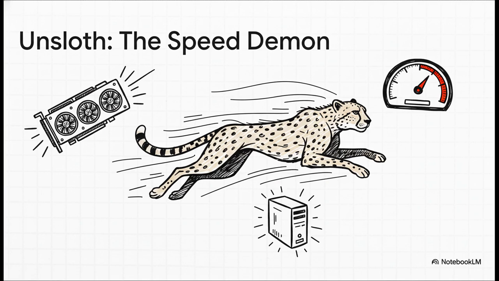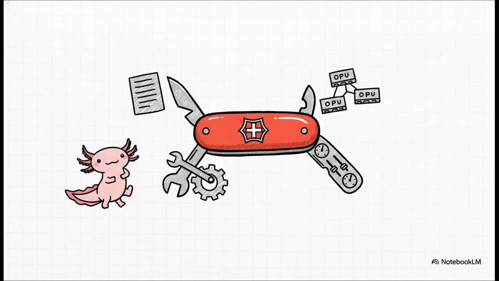Look, if your main goal is to squeeze every last drop of performance out of a single GPU, this is your champion. It uses custom-written, super optimized code for all the really intense parts of training, and the result is just a wild speed up. We're talking 2 to 5 times faster training, all while using the least amount of memory. It's a lifesaver.